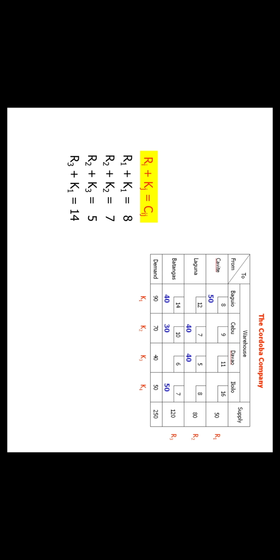Next is the used cell with a cost of 10. Row position is still at row 3. Column position is now at column 2. So the resulting equation would be R sub 3 plus K sub 2 equal to 10. Next is the last used cell, the one with a cost of 7. Row position is still at row 3. Column position is now at column 4. Applying the pattern, the resulting equation would be R sub 3 plus K sub 4 equal to 7.